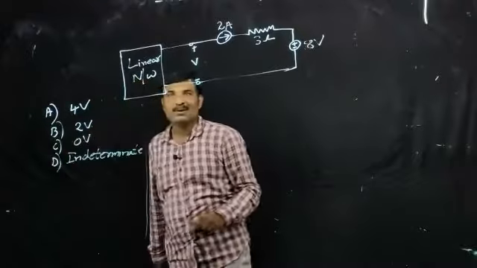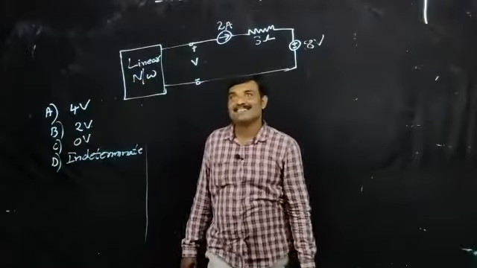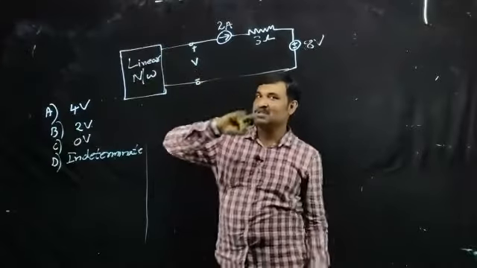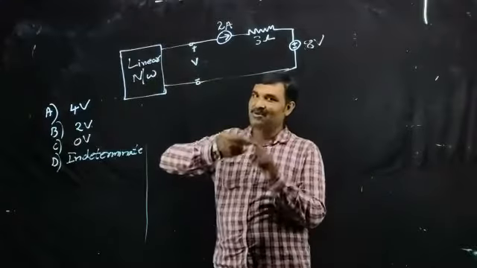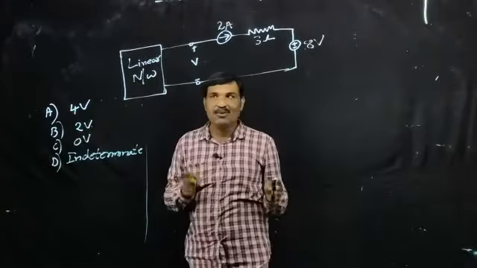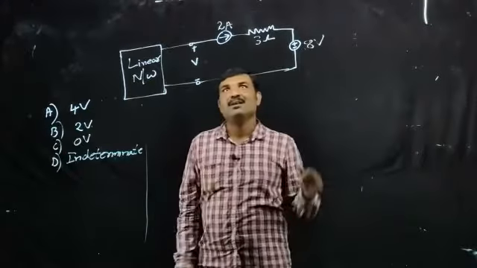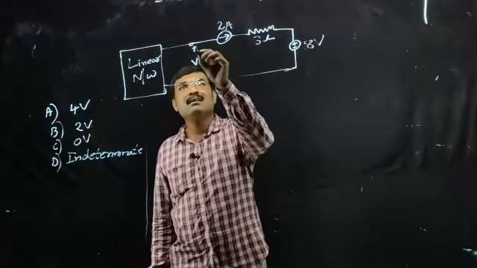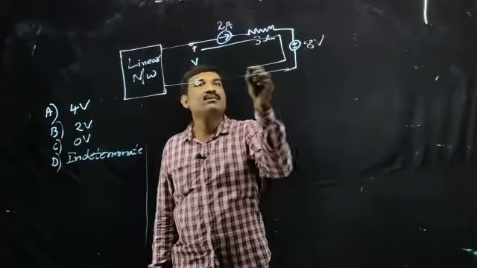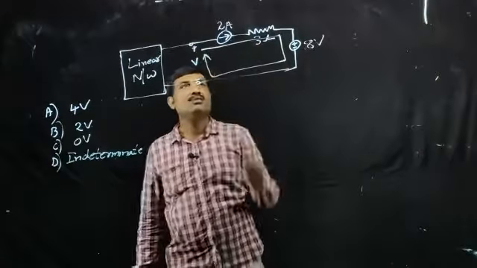Now, let's check what's the correct answer. We have a linear network. We know that it consists of voltage sources and current sources, that may be AC or DC, may be independent or dependent, and bilateral elements. Now, we want to determine this voltage V. For that purpose, we can apply Kirchhoff's voltage law for this loop.